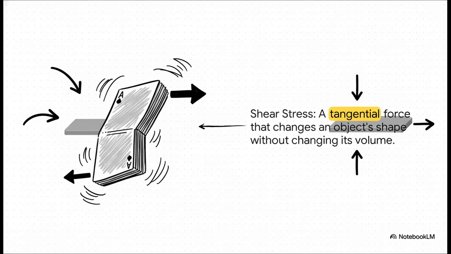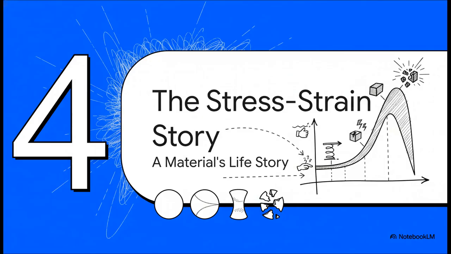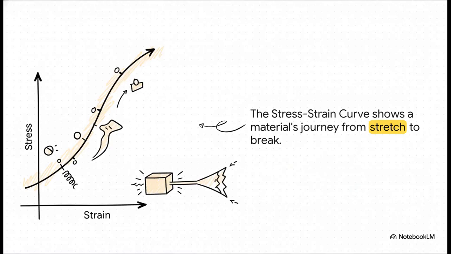The layers of the material slide past each other, which changes the object's shape, but not really its overall volume. So what if you could visualize a material's entire journey, from the first time you pull on it until the moment it breaks? Well, engineers have this amazing tool that does exactly that. It tells the complete life story of a material under pressure. And here it is. This is the stress-strain curve. I love this, because it's basically the biography of a material.